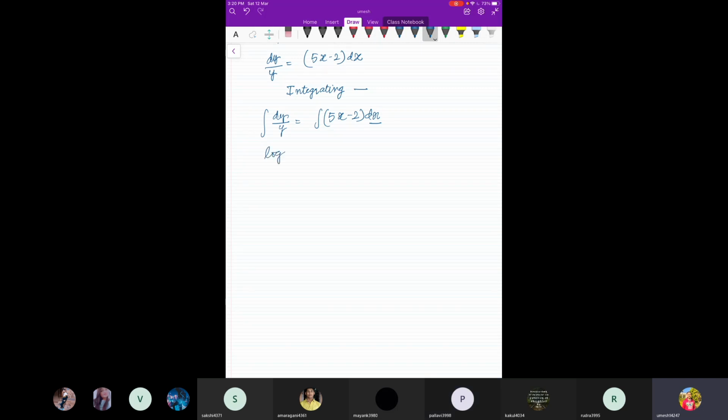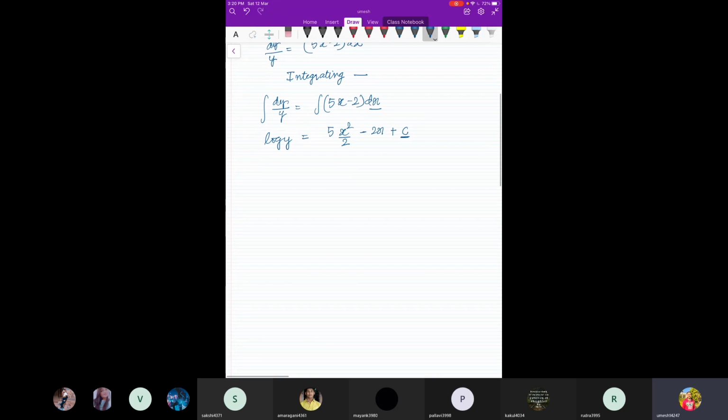That is, log y is equal to the integration of 5x, which is 5x square by 2, and the integration of 2 is 2x. And we need a constant term, that is c. So we have got the solution here.